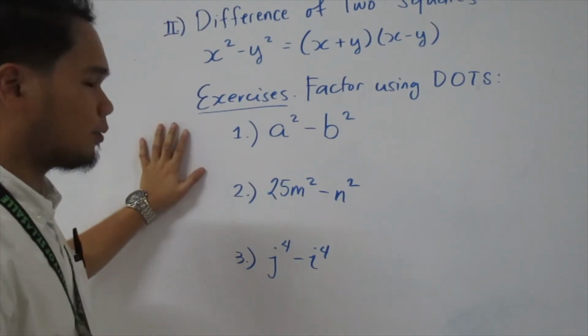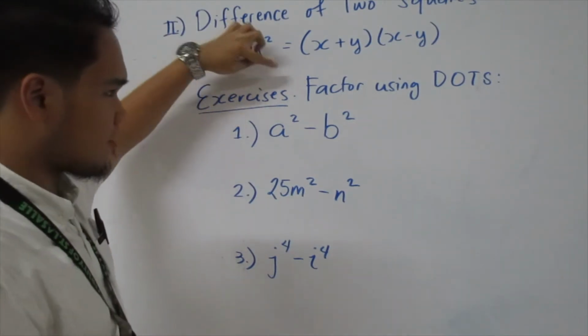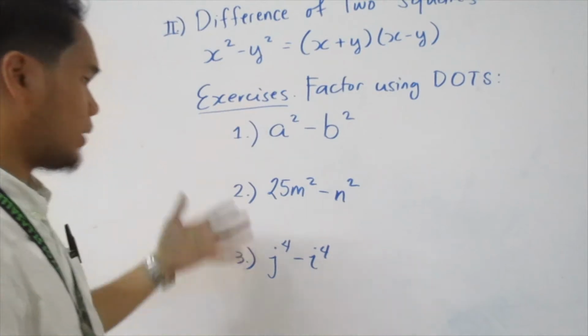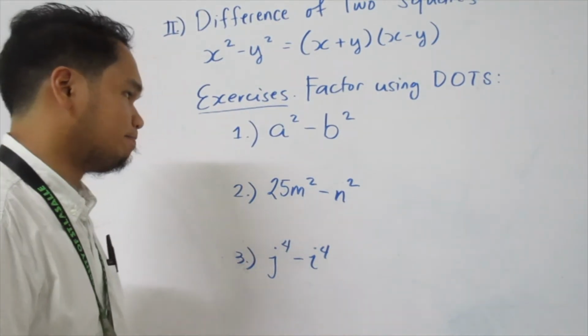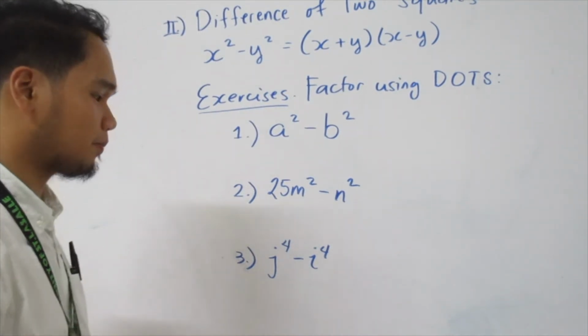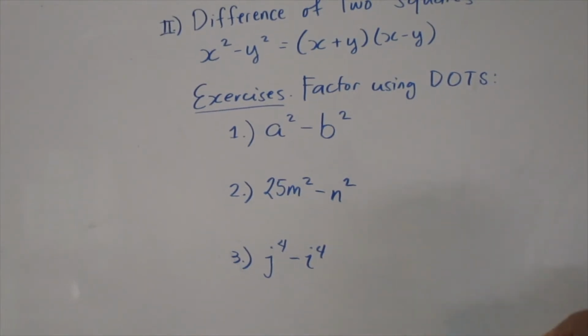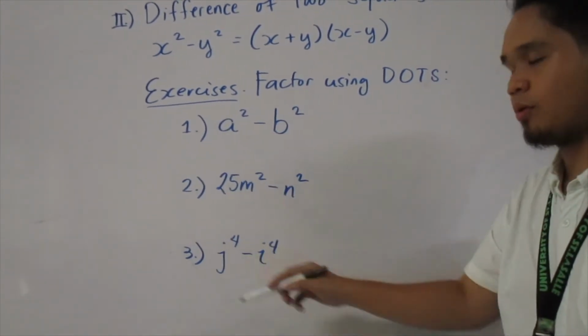So it's your time here to answer the exercises. The direction is factor using the difference of two squares. So we have here some examples. You may pause the video if you want. I believe you have the answers now after you paused the video. So let's answer 1, 2, 3.